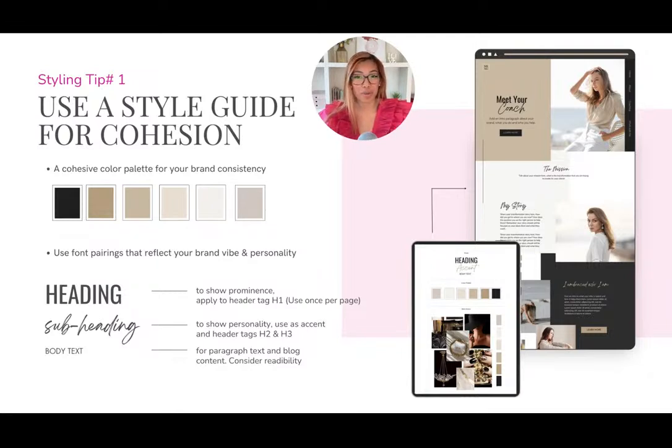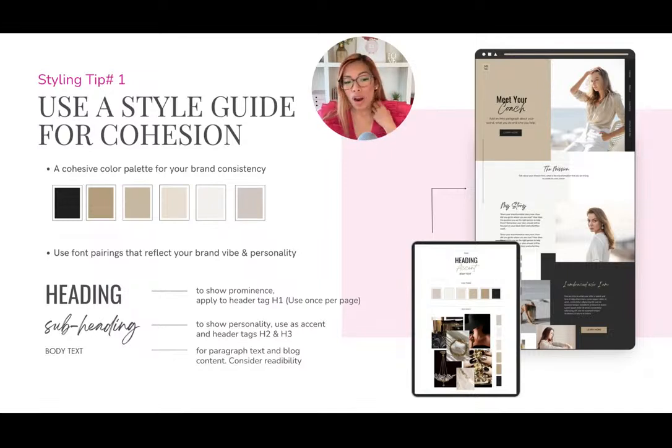The first thing and foremost is to use a style guide and use it consistently for cohesion. In this example, it's basically the consistency of using this color palette and the fonts. You want to minimize your fonts to 3. There is one for headings, and be consistent with it. You want to use a big and readable font for headings, and every time you use it is to show prominence, and you apply this for heading 1 tags on your website.